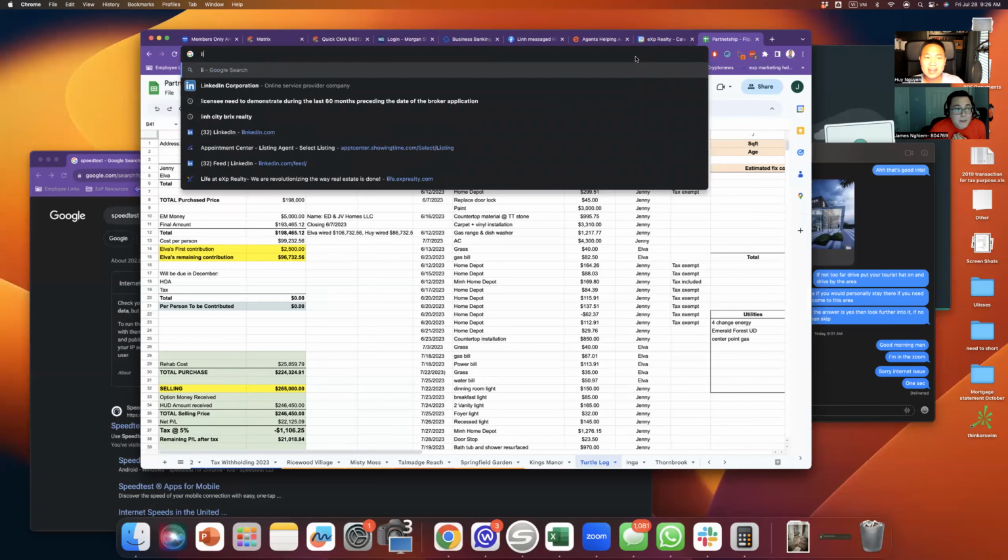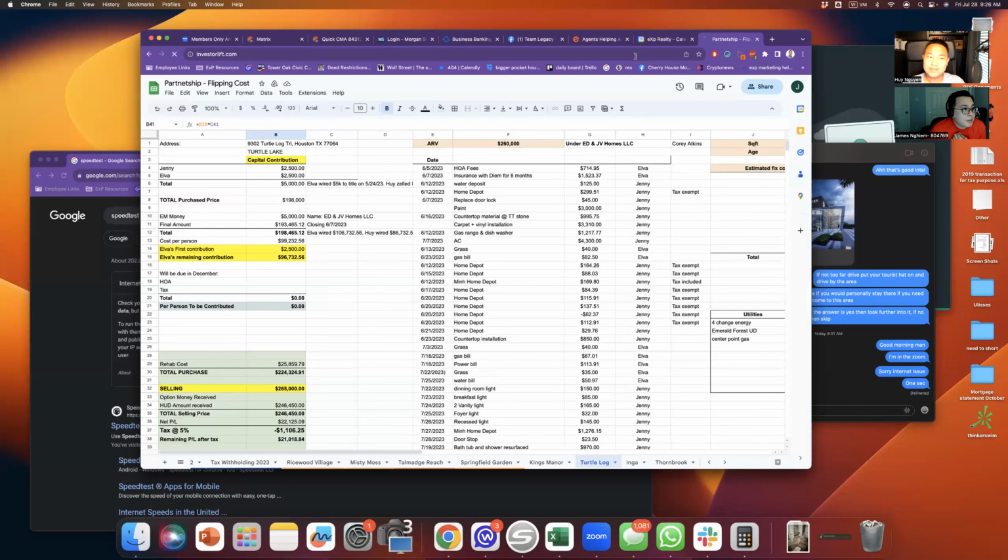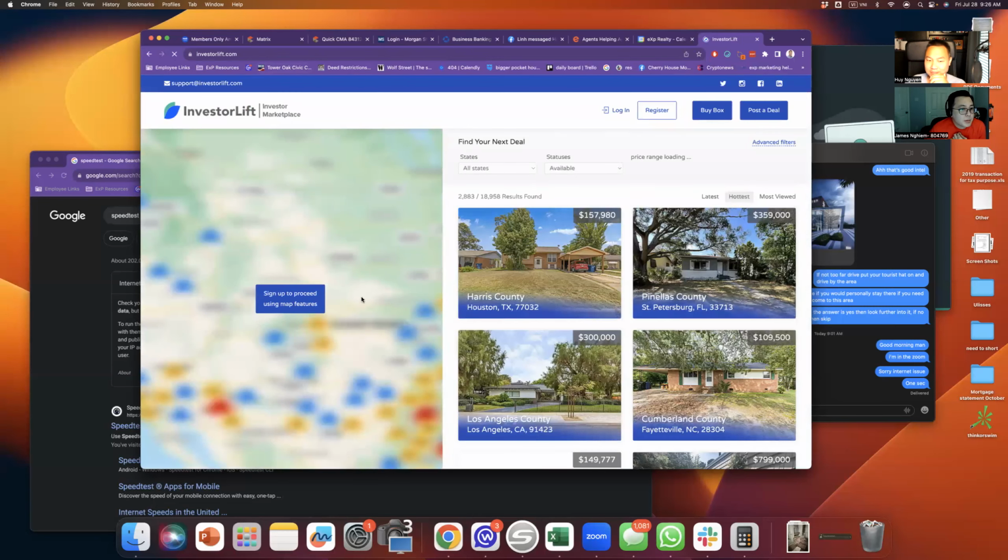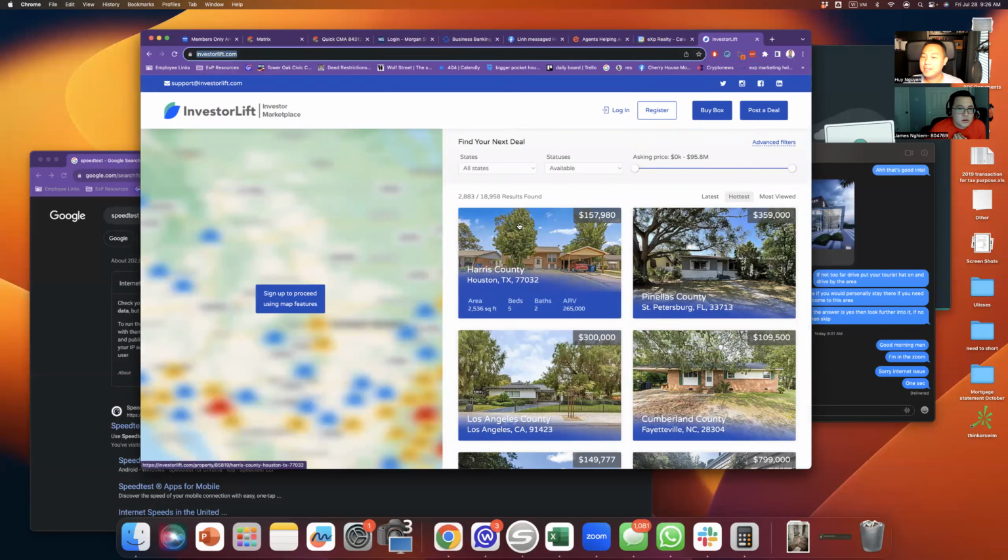This website, I think I shared with you already: Investor Lift. I got quite a few deals from here. No, I never heard of that one. Okay, so this is like the MLS for wholesalers. Go ahead and check it out. Is it different listings from the MLS? Well, it's all the wholesaler listings, right? This is the MLS for wholesalers. This is where all the wholesalers list.